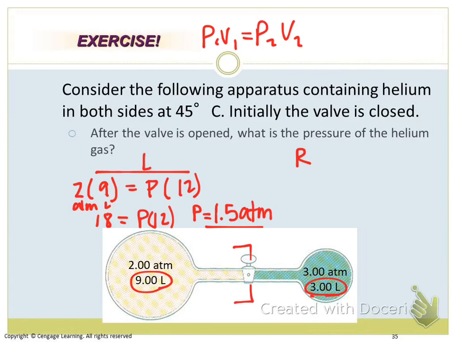2 times 9 is 18, equals P times 12. So I took 18 divided by 12 equals P. This is P1 times V1 equals P2 times V2. That's Boyle's law.